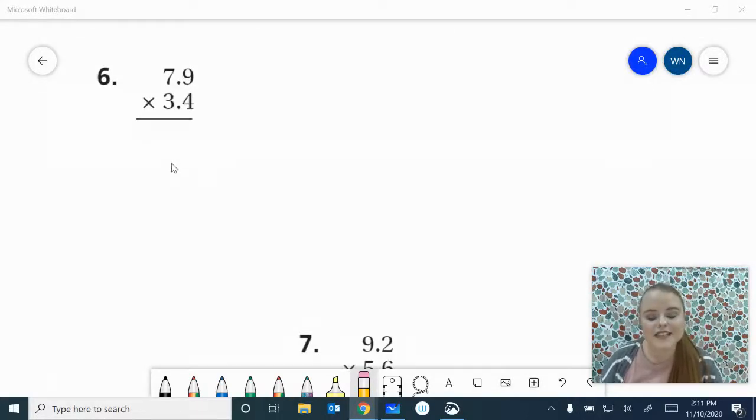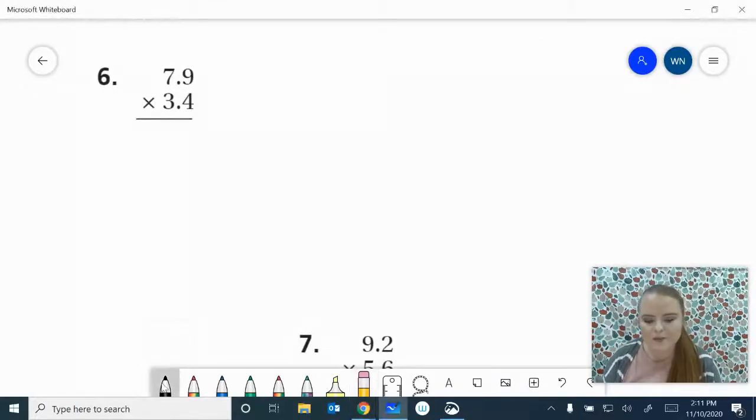As you can see, number 6 is 7 9/10 times 3 4/10. Now, as we've talked about, we do not have to line up the decimals when we're multiplying. These happen to be lined up just because of where they are in the number. Go ahead and work this one out and then come back to me.